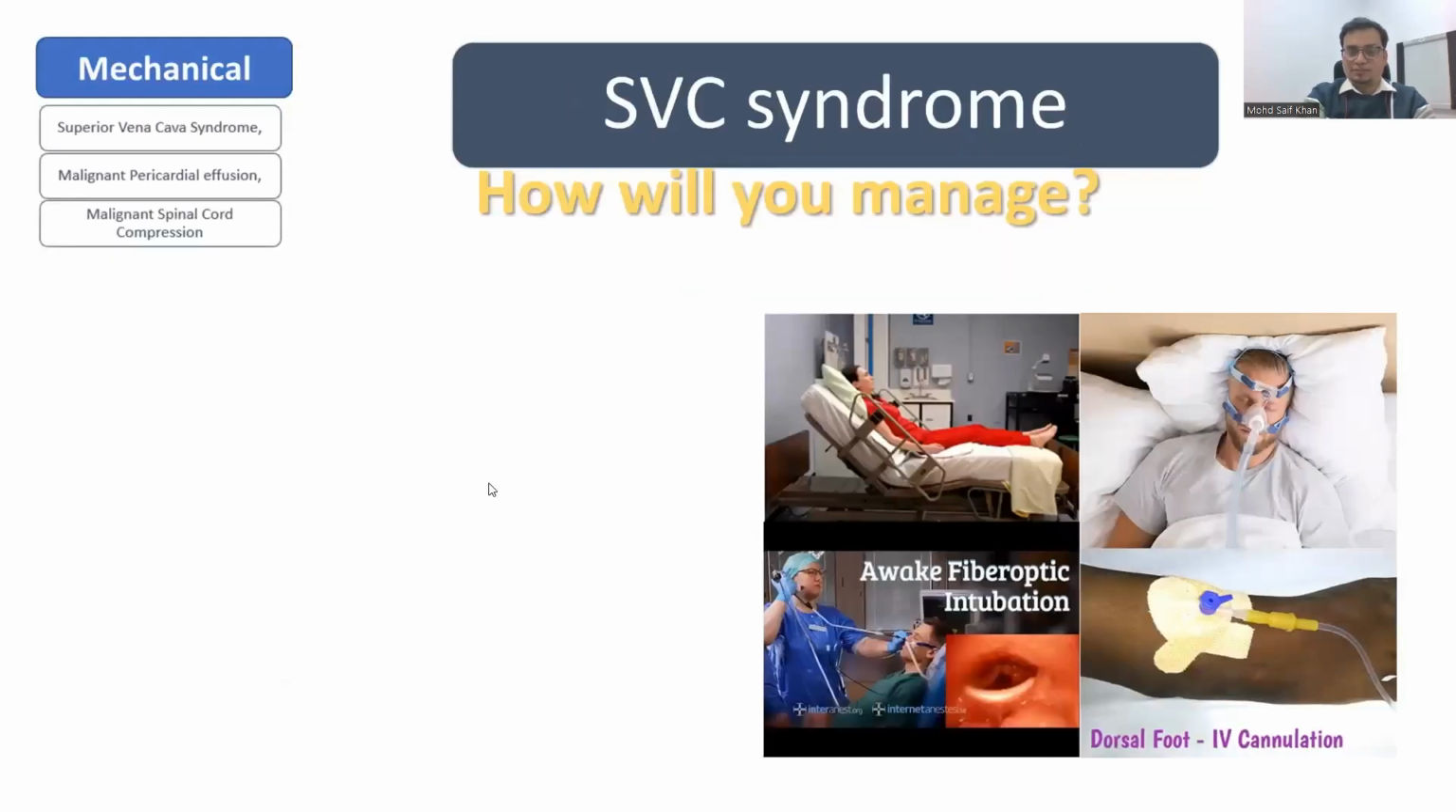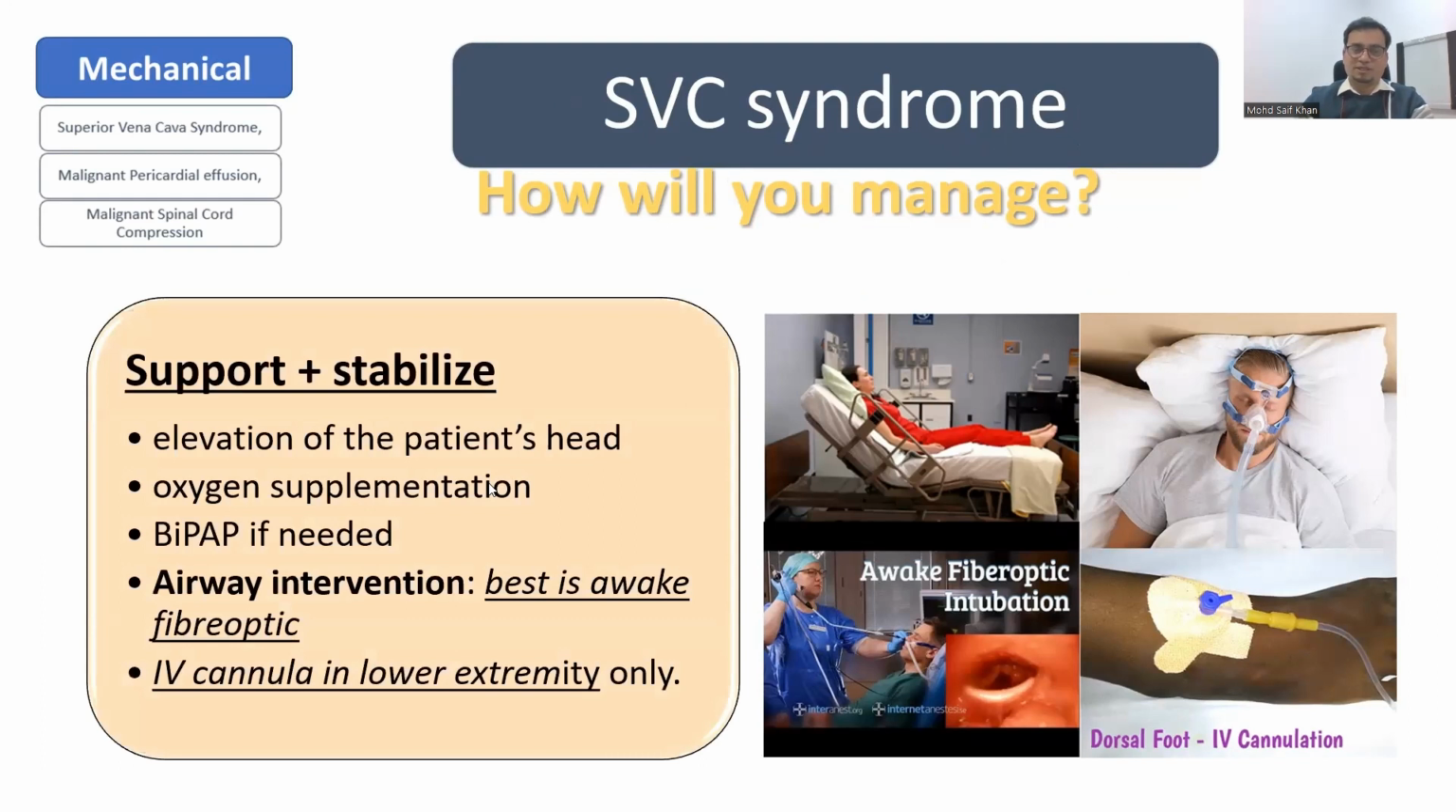Management is quite simple. First priority would be to identify the life-threatening symptoms such as confusion and airway obstruction, and start supportive therapy such as elevation of the patient's head, oxygen supplementation, BiPAP, and airway intervention would be needed in the form of endotracheal intubation, in which the best option would be to perform an awake fiber optic intubation, because if you manage them with complete relaxation and sedation, you might lose the airway, and that is the reason we perform awake fiber optic intubation, because the tumor might be impinging over the bronchi.